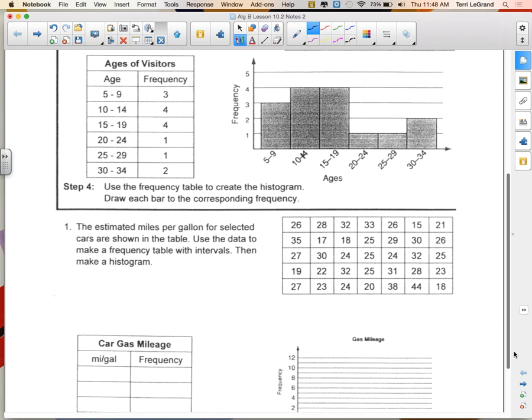Okay? So here's another thing that's really important. We have to make our bars the same width. They represent the same number of ages, so every bar has to be the same width.